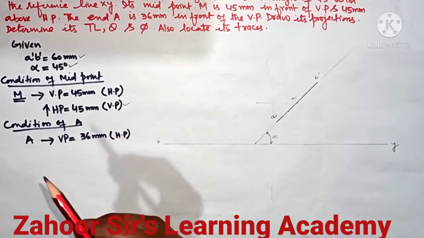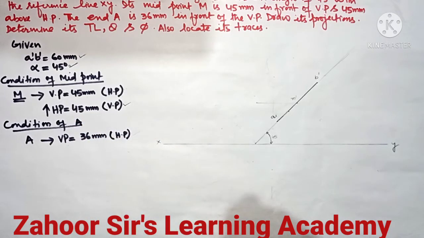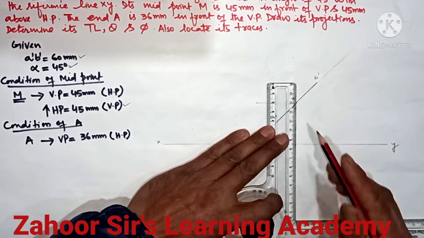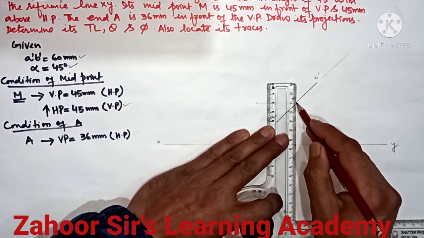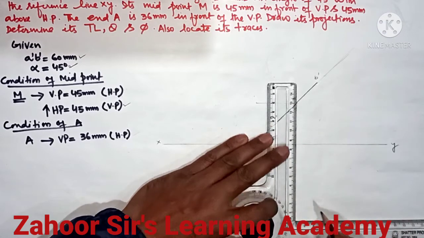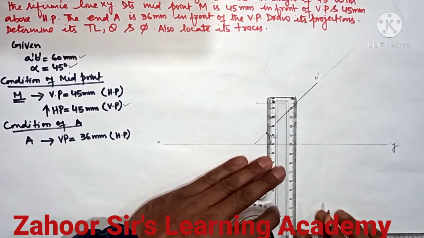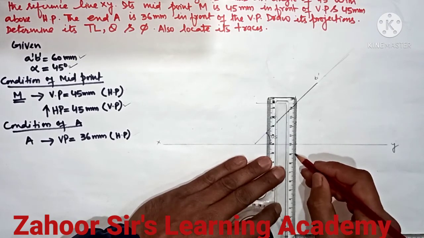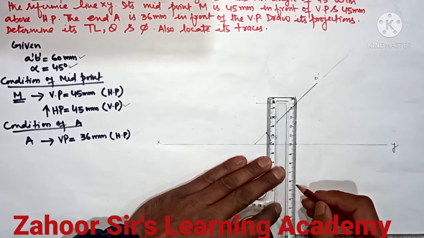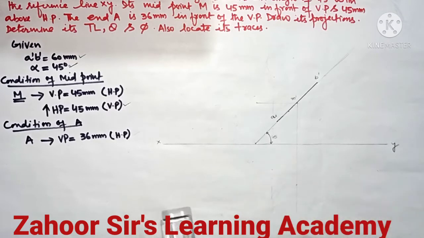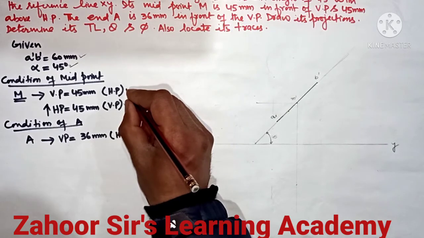So something which is in front of VP, if we look at it from the top, it can be seen on HP. So this midpoint, if we draw a light vertical line on this midpoint, now from here I have to measure how much? 45 mm. So 10, 20, 30, 40 and this is the 45 mm. So it is somewhere here. So I know only this point. So I have utilized this condition also.